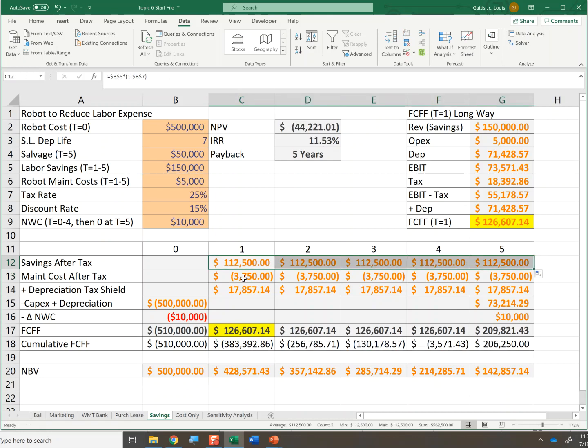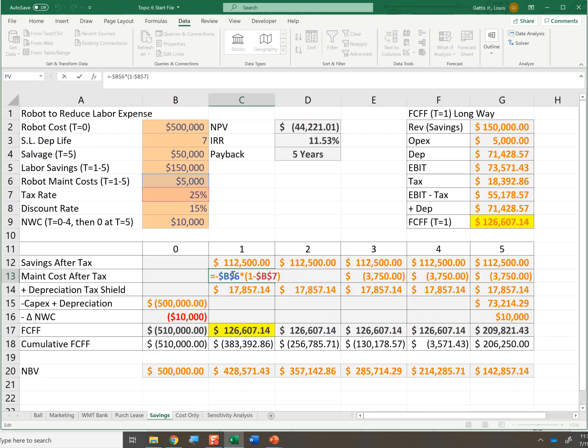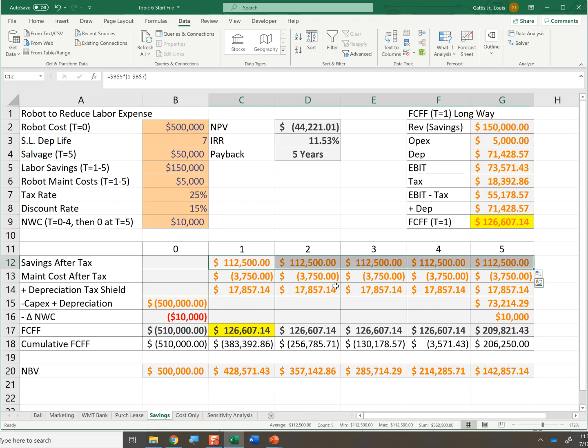Copy that across. My after-tax maintenance expense, 5,000 times 1 minus the tax rate, is 3,750. And the depreciation tax shield would be my 500,000 divided by 7. That's the annual depreciation times the tax rate. So instead of doing a full income statement to get to EBIT and add back depreciation, I could just take my after-tax savings minus my after-tax OPEX plus my depreciation tax shield. Then I can add back depreciation, subtract CapEx, minus changes in net working capital, and get free cash flows.